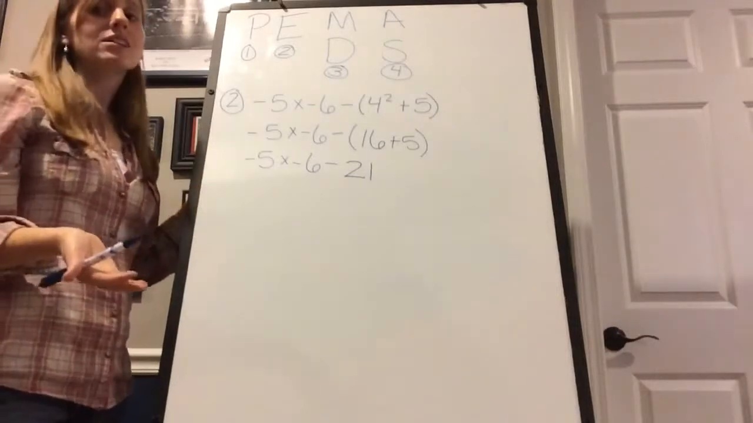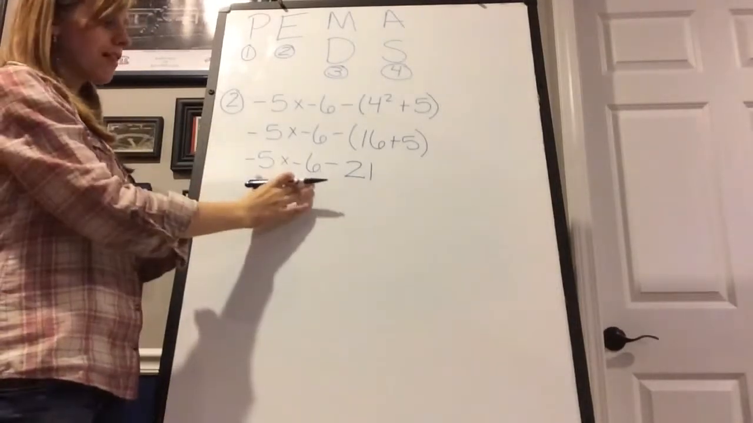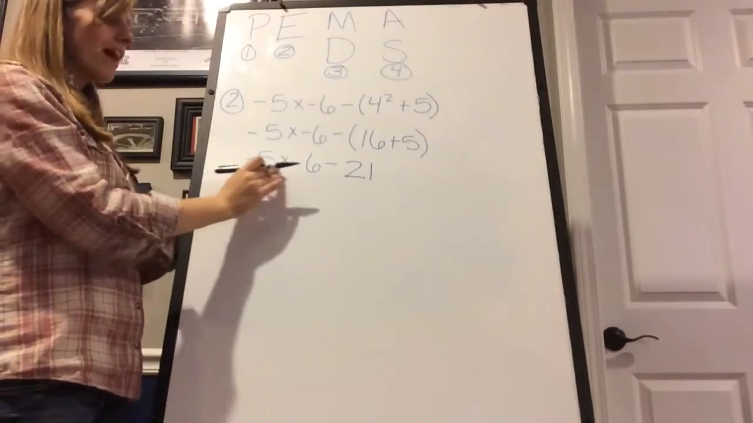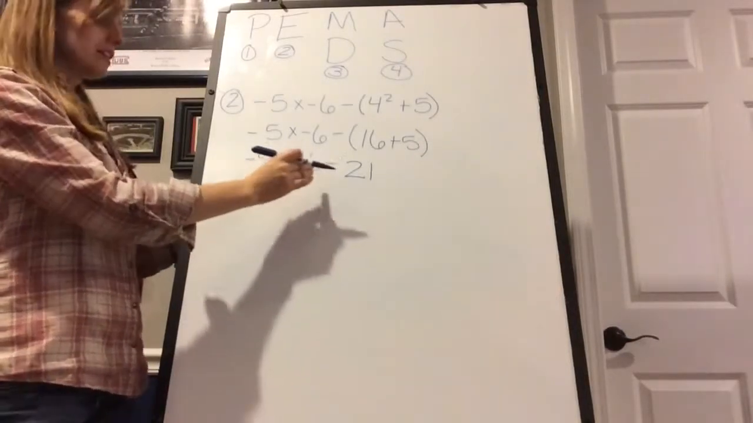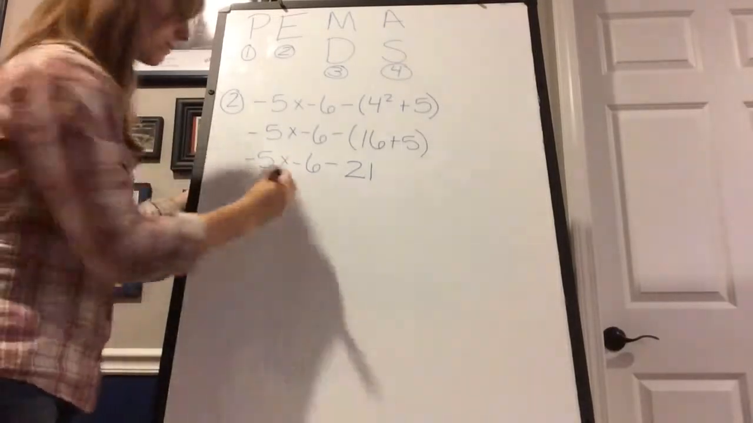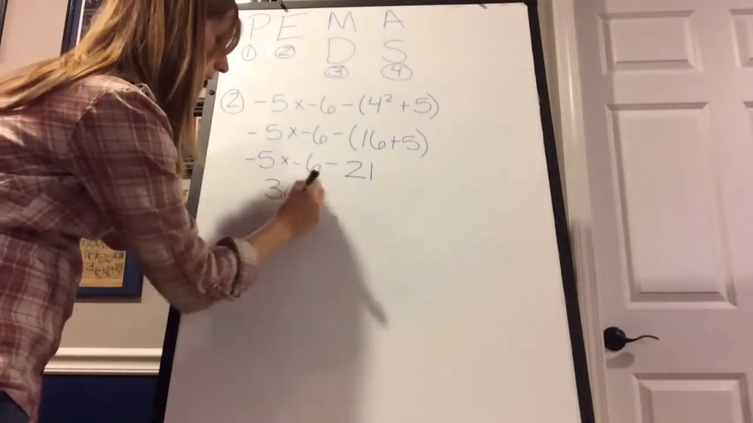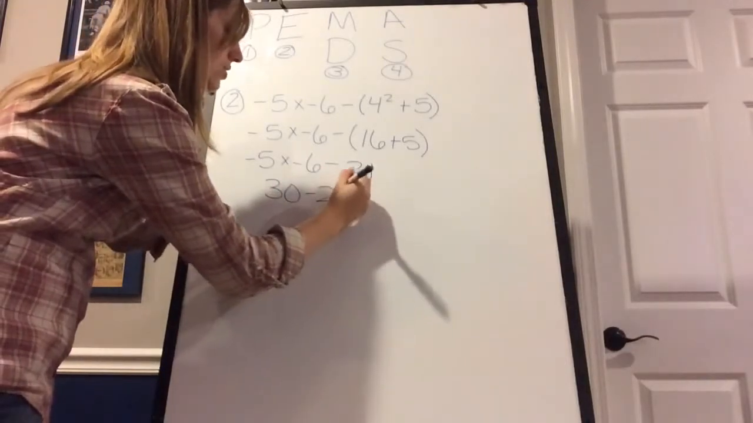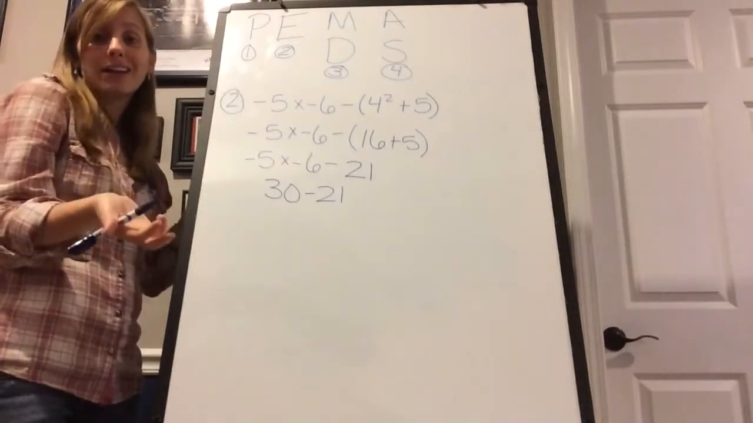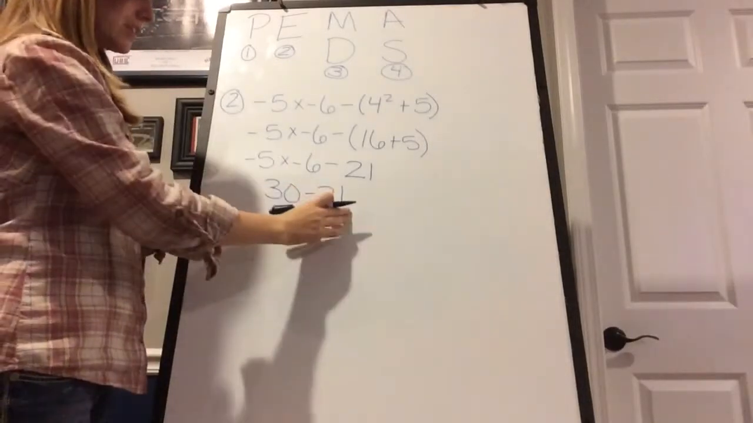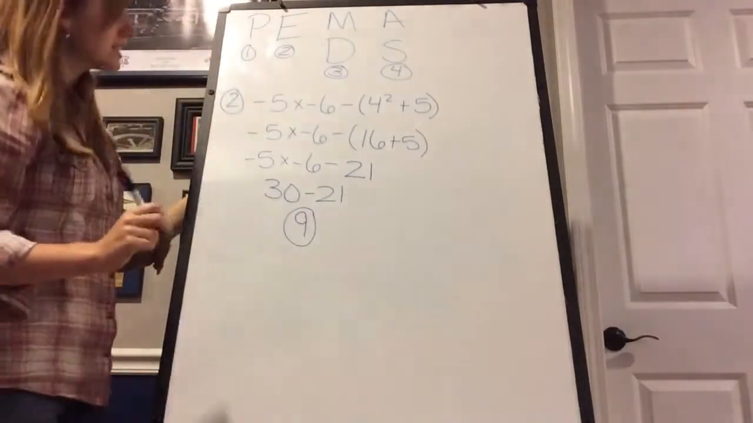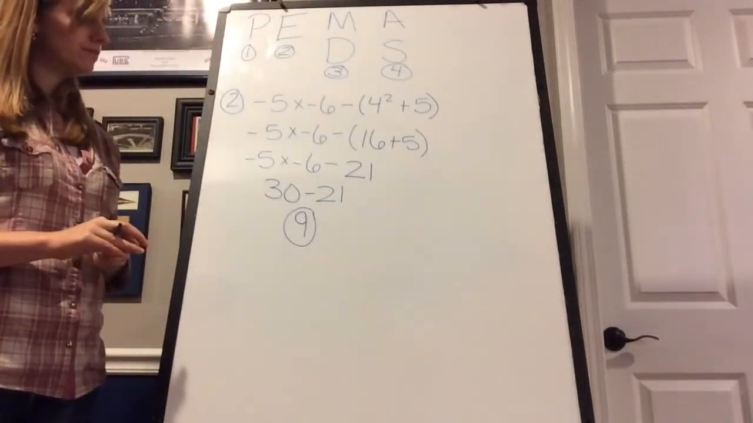Now, I don't have any division in this problem, but I do have multiplication. So I need to go ahead and multiply next. -5 times -6. The signs are the same, so when you multiply them, you will get +30. So +30, and then the -21 just comes down. All I have left is subtraction, so I go ahead and subtract. 30 minus 21 is +9. So 9 is the answer for number 2.